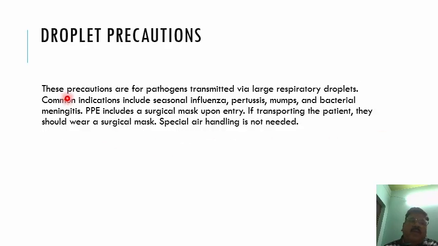Then droplet precautions. These precautions are for pathogens transmitted via large respiratory droplets. Common indications include seasonal influenza, pertussis, mumps, and bacterial meningitis. PPE includes a surgical mask upon entry. If transporting the patient, they should wear a surgical mask. Special air handling is not needed.